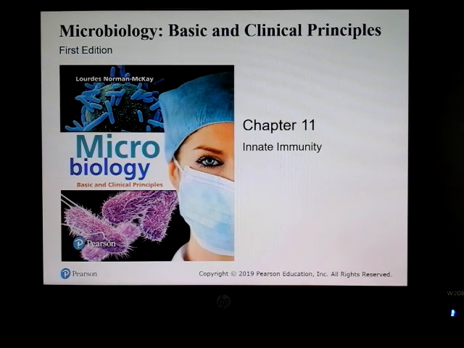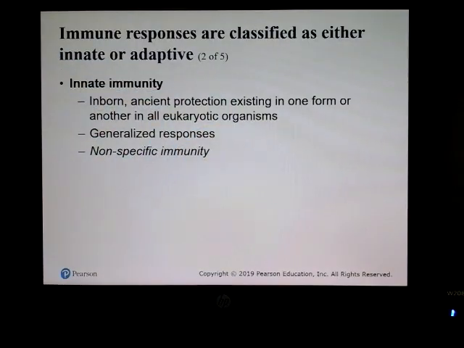Today's lecture is on innate immunity. So innate immunity then is what's inborn, and it's our protection against any kind of infection. So it's pretty generalized. It's not really specific immunity.